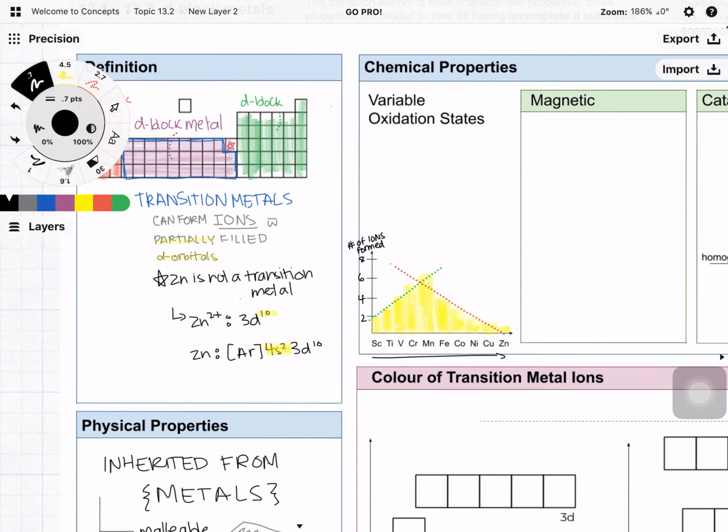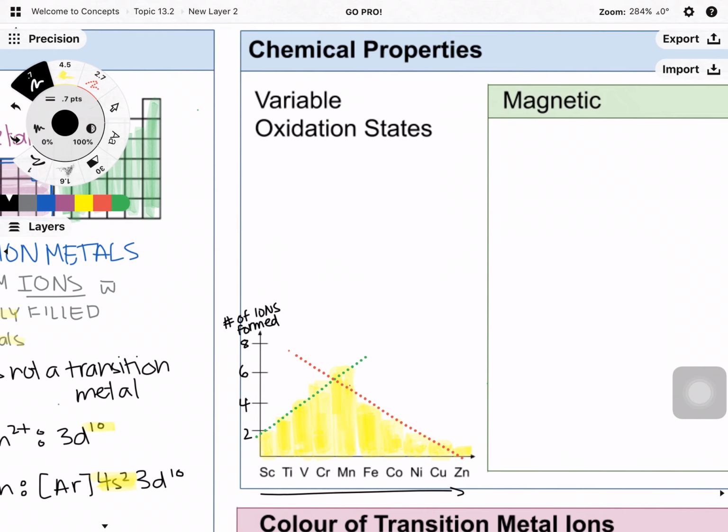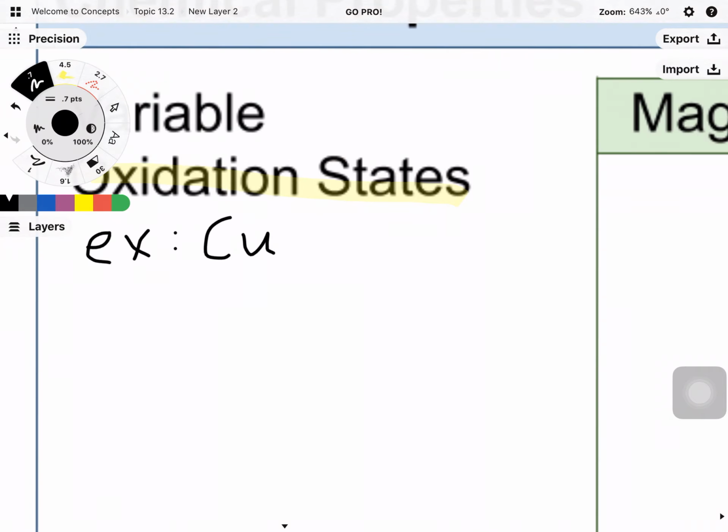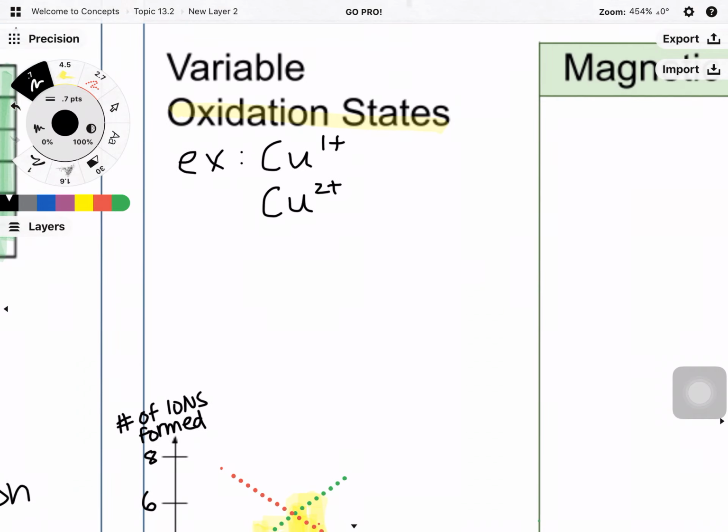What we're going to do now is take a look at some of the chemical properties of transition metals. The first thing that I want to talk about is the idea that transition metals have variable oxidation states. So that means for one specific element, say for example copper, it can have more than one charge and still be stable. It can have a 1 plus charge, for example, but copper can also have a 2 plus charge. Okay, so that's what we mean when we're talking about variable oxidation states.